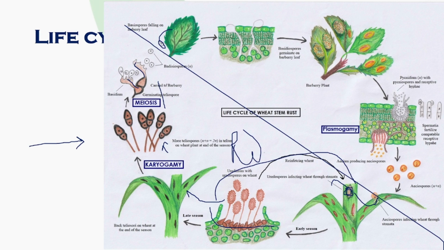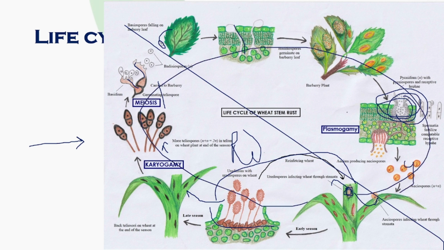Which of the following spores can infect barberry? In the options they may give urediniospore, teliospore, pycniospore, or basidiospore. Remember, only basidiospore can infect this barberry. From this basidiospore infection, it germinates and produces pycnia or spermatia on the upper side, and on the lower side it produces aecia, or aeciospores, or aecium we can also call. From this aeciospore, it will come back and keep on infecting the life cycle.